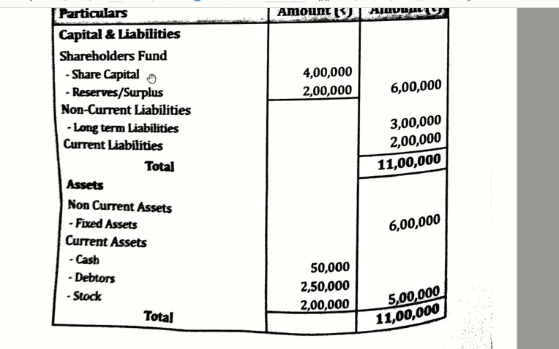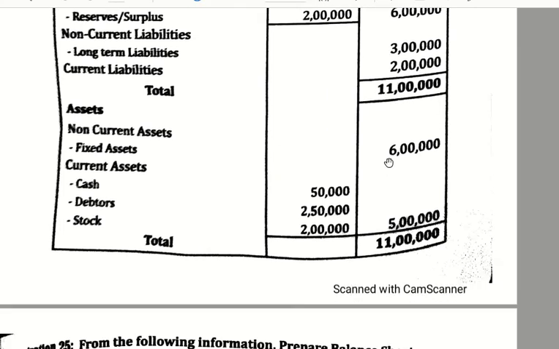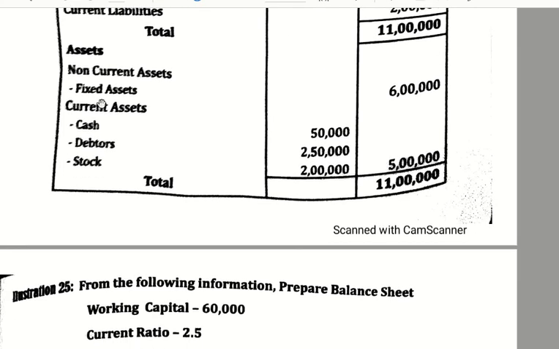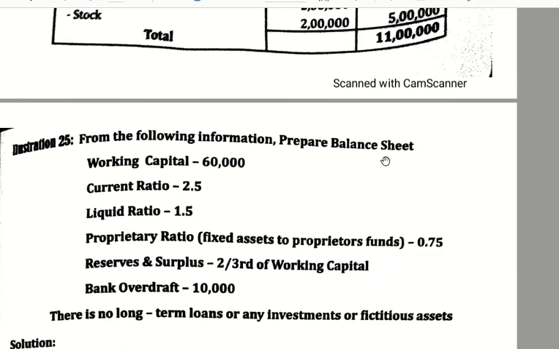So you put that in your balance sheet. We have our shareholders' funds: share capital, which we found to be 4 lakhs, and reserves and surplus 2 lakhs, whose ratio is 0.5 to 1. The total we are getting is 6 lakhs. Then non-current liabilities or long-term liabilities, 3 lakhs. The current liabilities are 2 lakhs, so our total is 11 lakhs. On the asset side, we have our non-current asset, fixed assets, 6 lakhs. The current assets, we have found debtors and stock, which are 2,50,000 and 2 lakhs. The balancing figure is nothing but our cash, which is 50,000. So if you balance it, we are getting 11 lakhs.